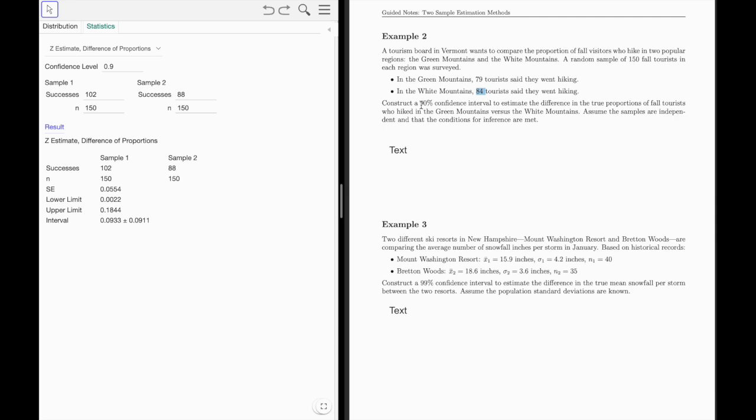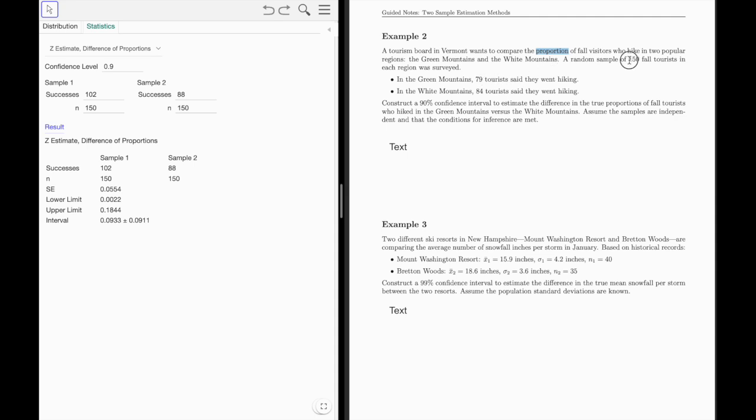We're going to construct a 90% confidence interval to estimate the difference in the true proportions of fall tourists who hiked in the Green Mountains versus the White Mountains. Assume the samples are independent and that the conditions for inference are met. Because we're doing proportions, we want to make sure that we can estimate the binomial distribution with the normal distribution by checking to see if n times p and n times q for each of those samples are greater than or equal to 5.